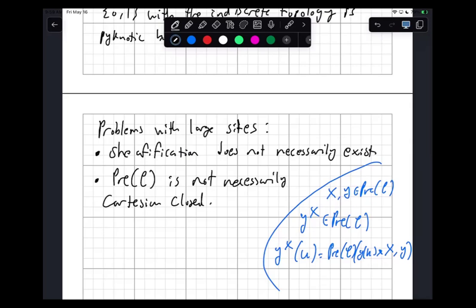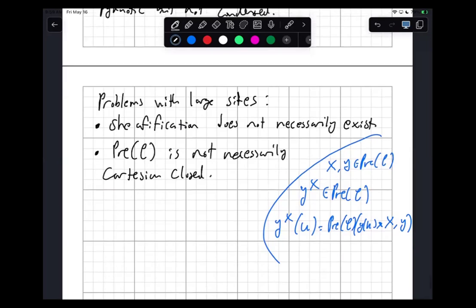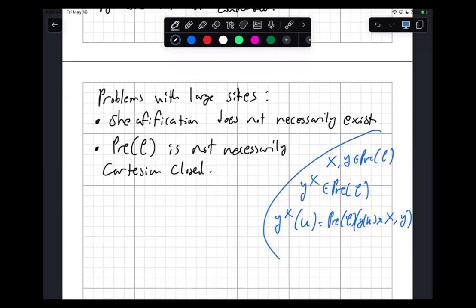This also implies, of course, that presheaf categories might not have subobject classifiers, right? Because subobject classifiers, all that stuff, is built out of this Cartesian closed structure. So these are two big problems with working with large sites. Sheafification might not exist. The presheaf category might not be Cartesian closed. Now, if you don't care about either of those things, you're good. You can keep doing whatever you want to do, right? But large amounts of mathematics really rely on these two things existing, right?